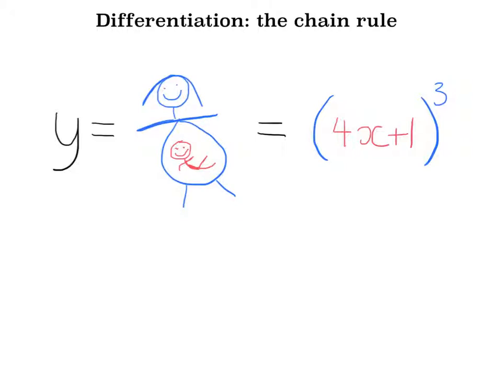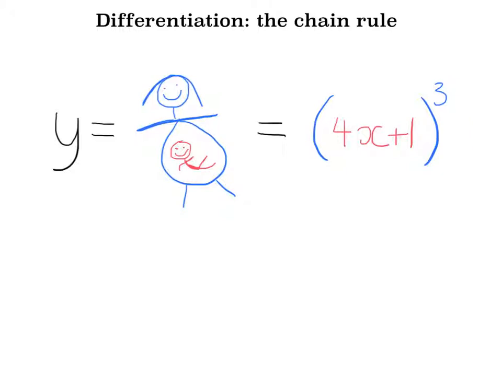So an example of something inside something else is this. This is the bit inside, the 4x plus 1, and the bit outside, the function outside, the mum, is saying cube it. So we want to work out how we can differentiate this without having to expand it first.